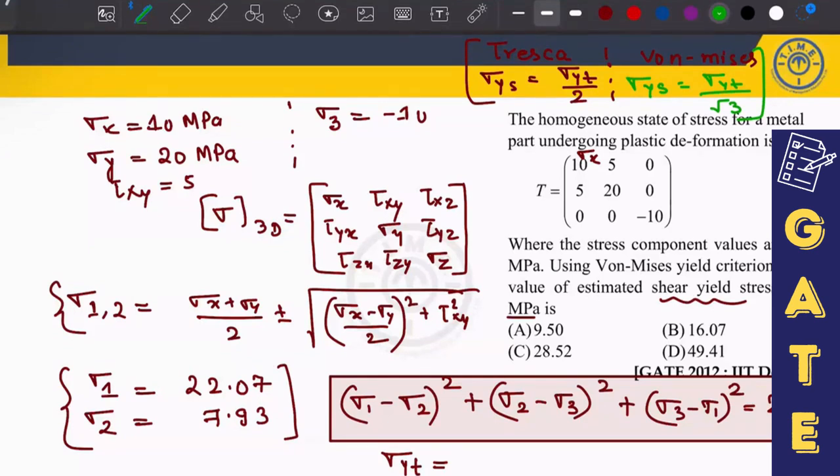16.07. Very good. So once you solve, you will get 16.07. So yield tensile strength you will get around 27.82. Now from here, yield shear strength is yield tensile strength divided by root 3. So once you solve, you will get 16.07, which is option B. Okay. So if any question is coming from either the Tresca theory or von Mises, you were able to solve it.